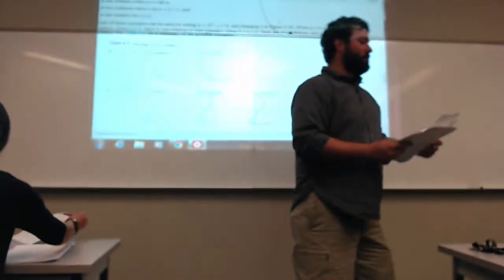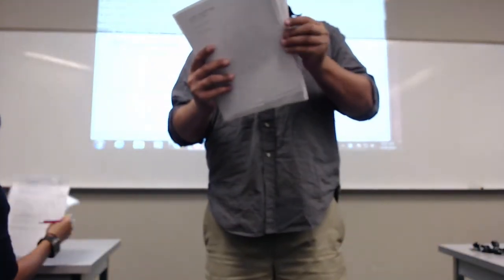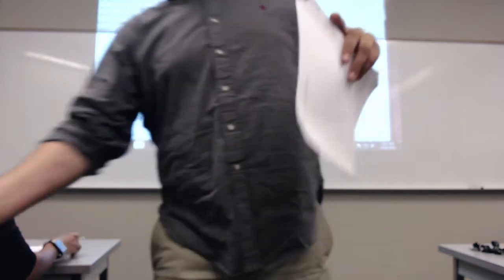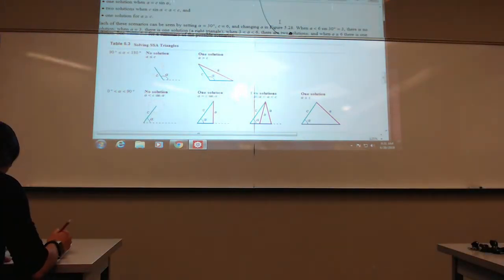So we'll go ahead and get started. I am just passing out part 2 of section 5.3. We're going to exclusively just look at the side-side angle type of problems today. These are the ones that I said possibly have no solutions, one solution, or two possible triangles.